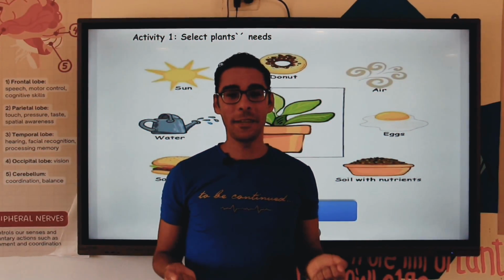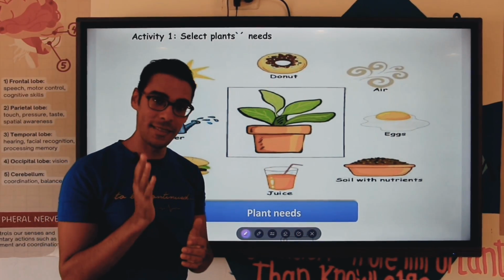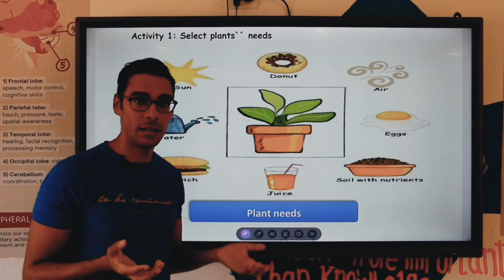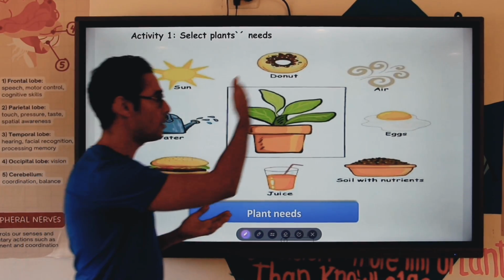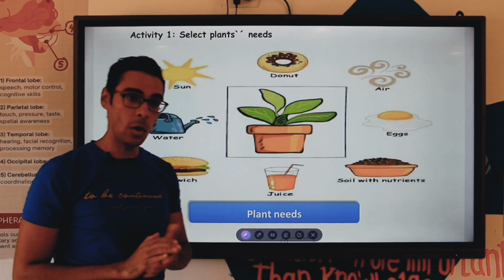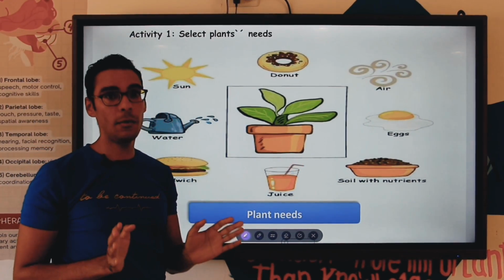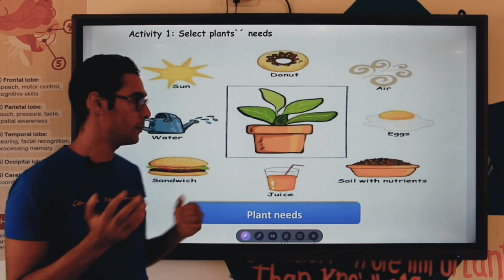Thank you so much. You did a great job in the previous activity, and now we have another game. But in this game we need to select the plant needs. What do you think the plant needs from all of these items? Does the plant need them all? Are they all useful for the plant or just some of them? Let's think about them together.